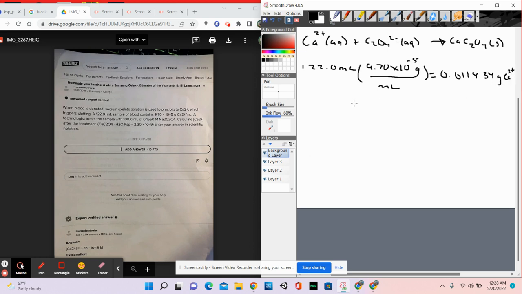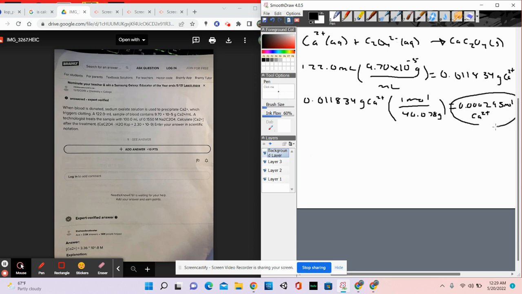Okay, now we have the grams, now we want to use the molar mass. So 0.011834 grams of calcium 2 plus. For 1 mole, it is 40.078 grams. And that gives us 0.000295 moles of calcium 2 plus. So that is how much calcium 2 plus we have. I'm going to circle that.